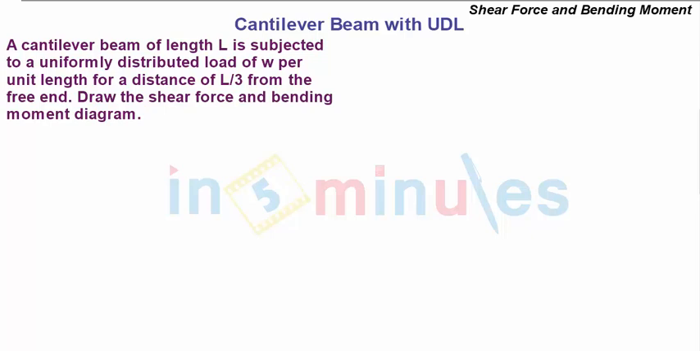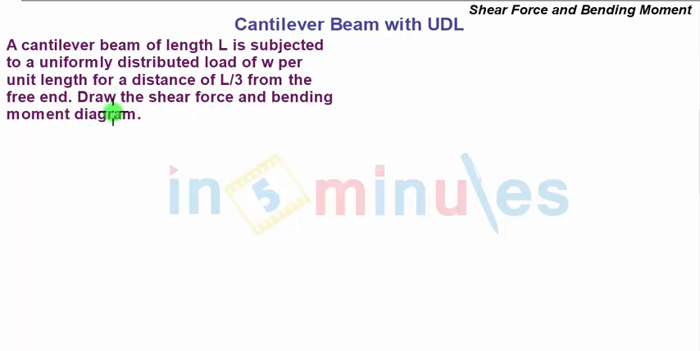We take a problem on shear force and bending moment, and we consider a cantilever beam with uniformly distributed load. Our problem statement is: a cantilever beam of length L is subjected to a uniformly distributed load of W per unit length. So this W is the intensity of load for a distance of L by 3 from the free end. Draw the shear force and bending moment diagram for the beam.